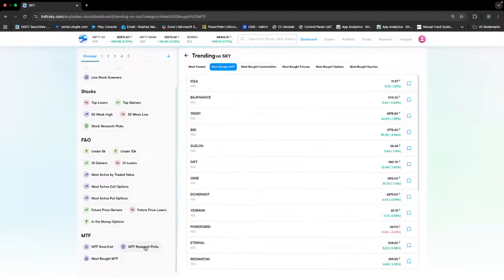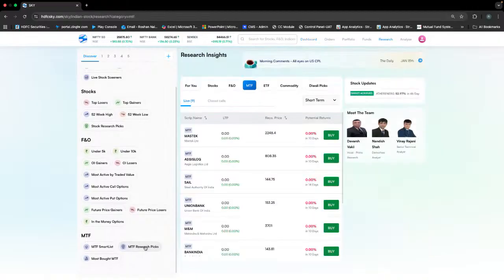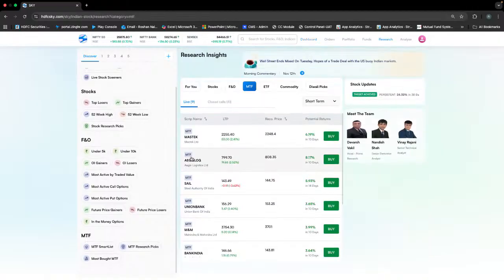Since we have our in-house research team also, which becomes very handy in this case, you have the option to come to a research section. You can access it from the discover section or from the research on top and come to the MTF tab. Here you can see all the research calls that have been published by our analyst team.